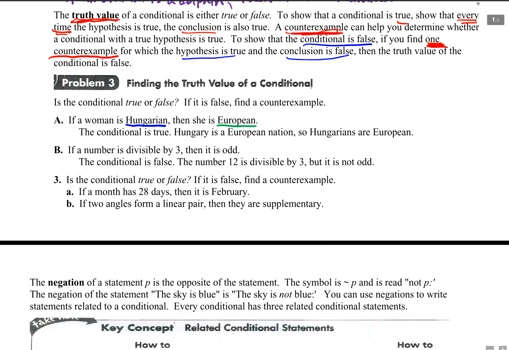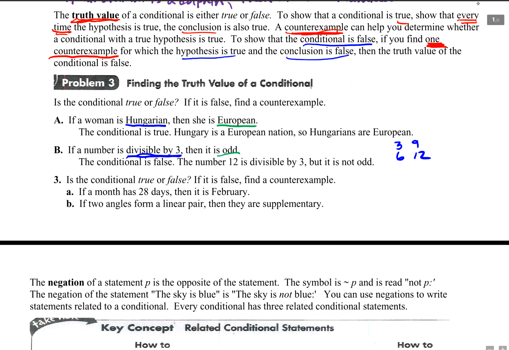If a number is divisible by 3, so we are looking at numbers that are divisible by 3, that's our requirement. Our result is then it is odd. So let's start looking at numbers divisible by 3. First it seems reasonable. Those are our multiples of 3. So we have 3, 6, 9, 12, I see 2 of them there that are not odd.